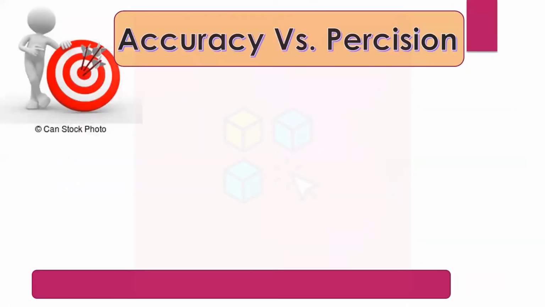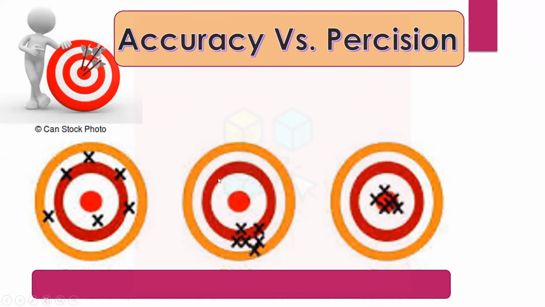Now we compare accuracy and precision from one more figure. This is a dart game in which a dart is thrown, and this is the center of the figure. This is the target, and if the dart is closer to the target, then there is high accuracy. Look at the three pictures.